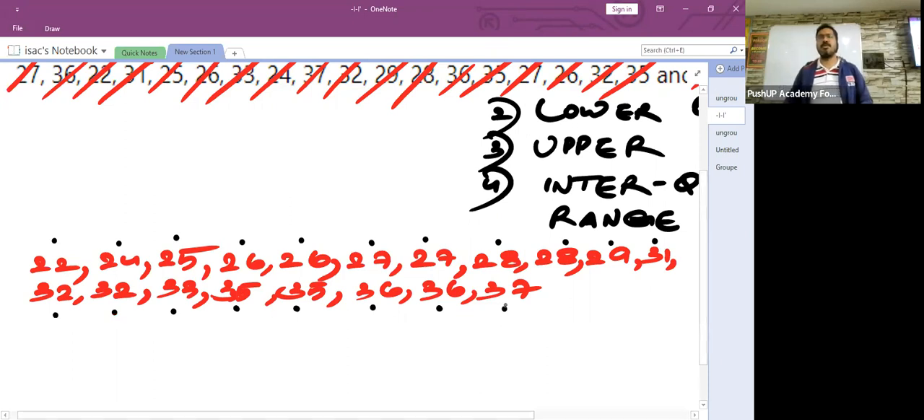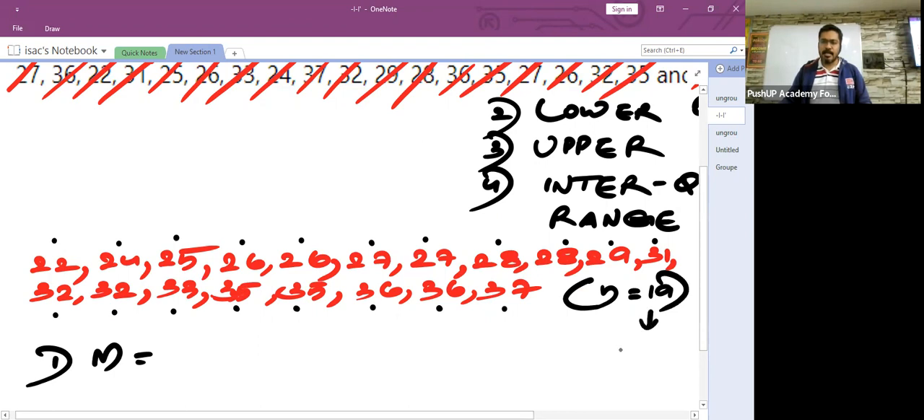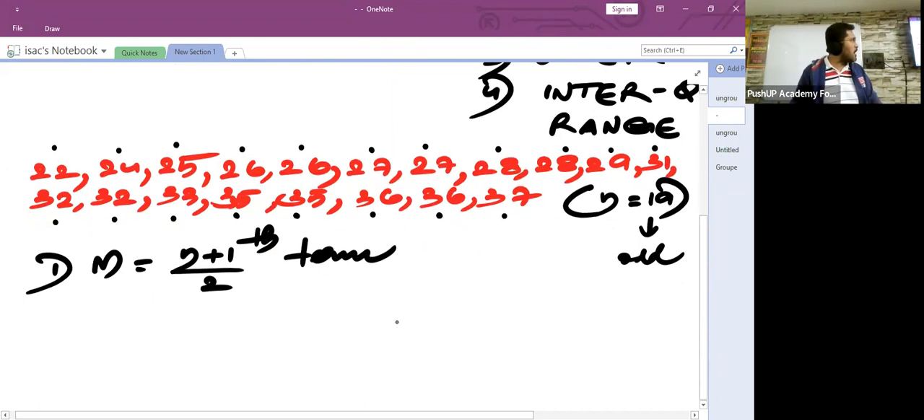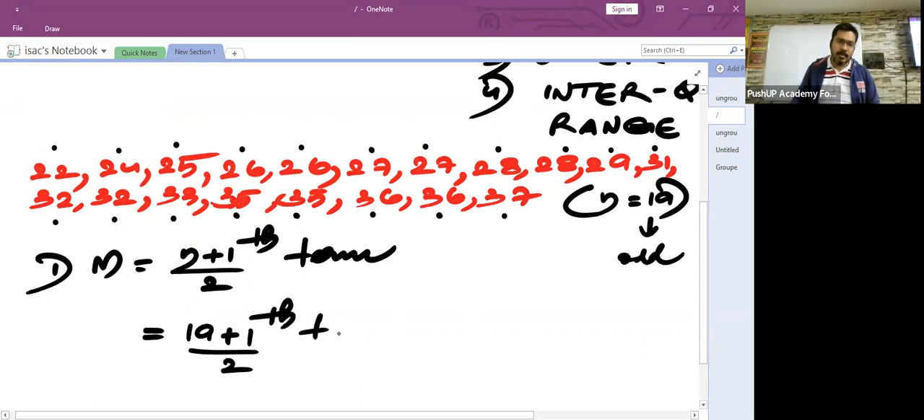Now, children, what is the first question? Find the median value. What is the number of observations here? 19. And 19 is an odd number, isn't it? So when the number of observations is odd, how do you find the median value? (n plus 1) divided by 2 th term. Now this is equal to, children, n is 19, plus 1, divided by 2 th term.